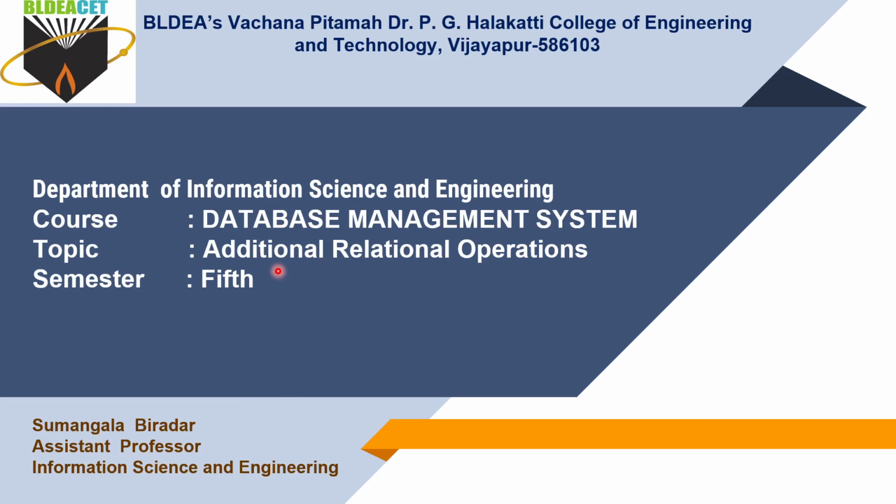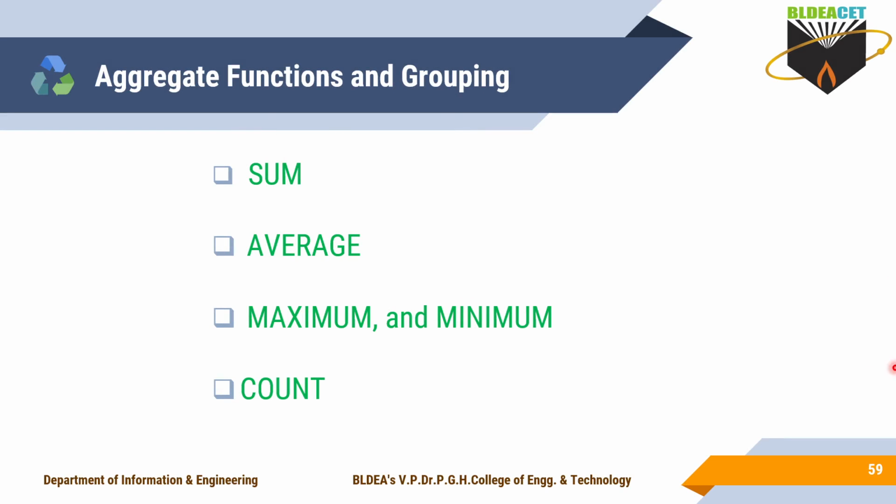In the last video we already discussed some of the binary operations. Now in this video let's see additional relational operations: aggregate functions and grouping. Along with the relational operations, we can go for set theory operations, unary operations and binary operations. Along with that we can also go for aggregate functions. Aggregate functions perform operations such as sum, average, maximum, minimum and count.